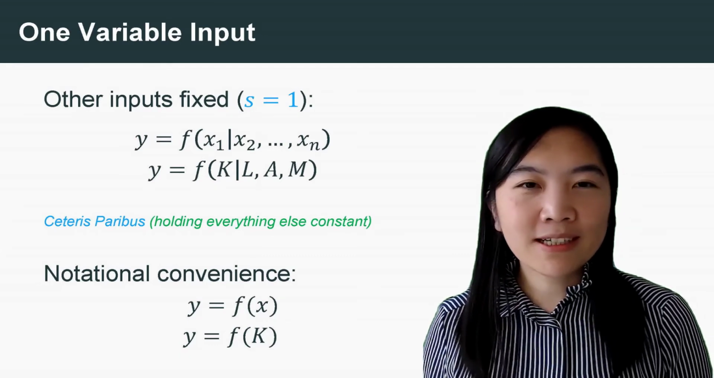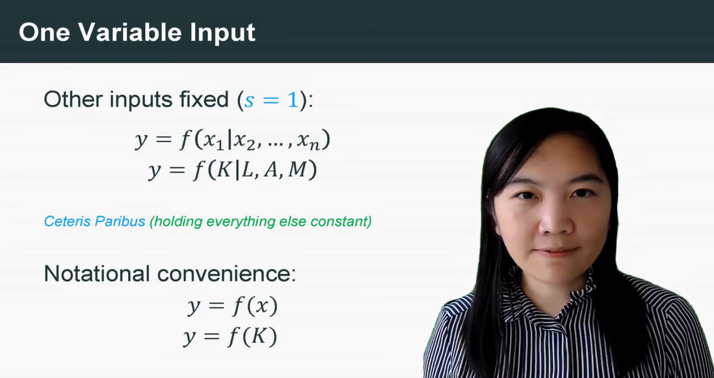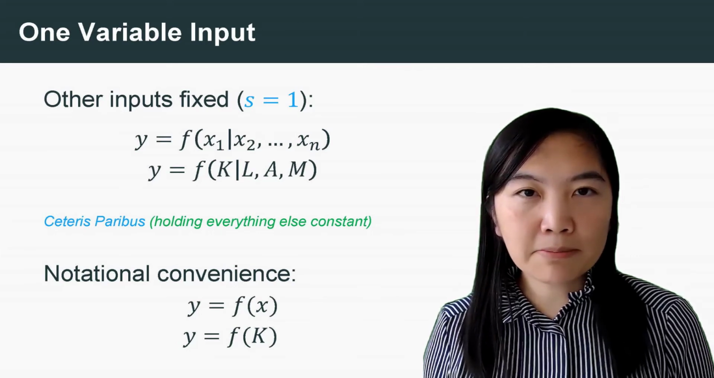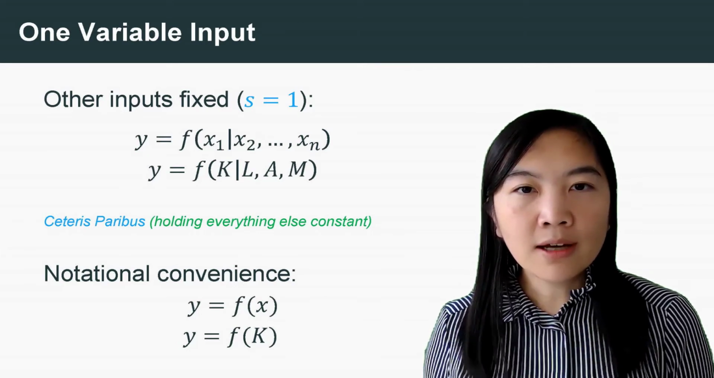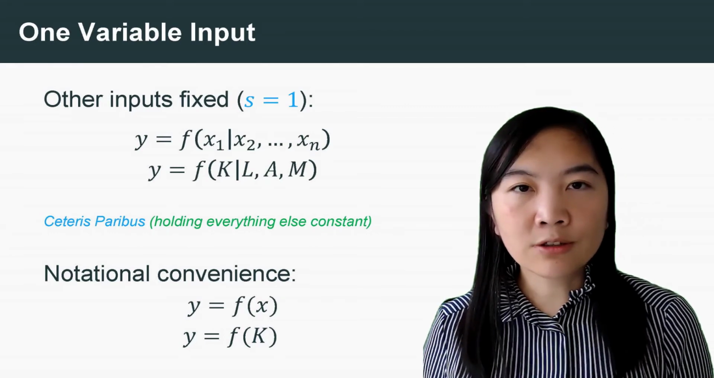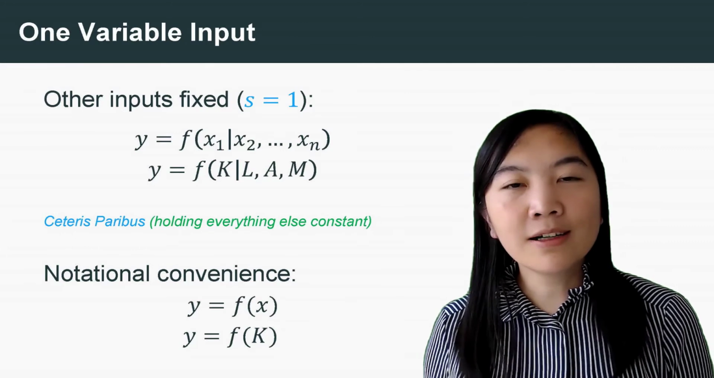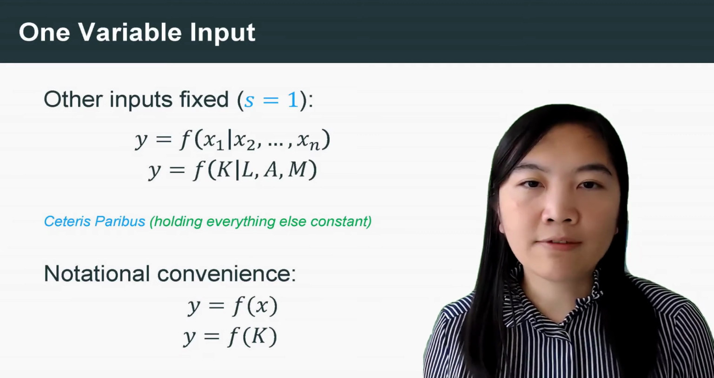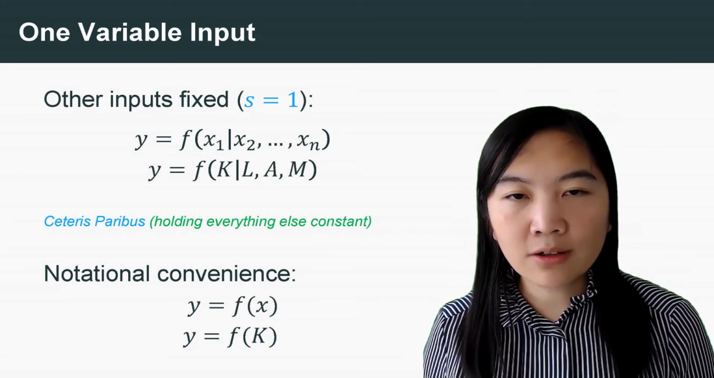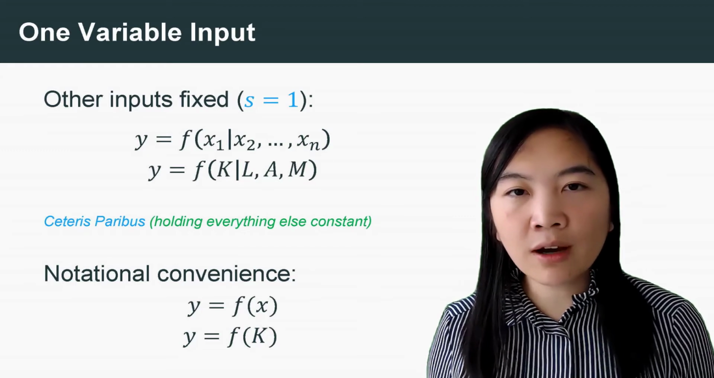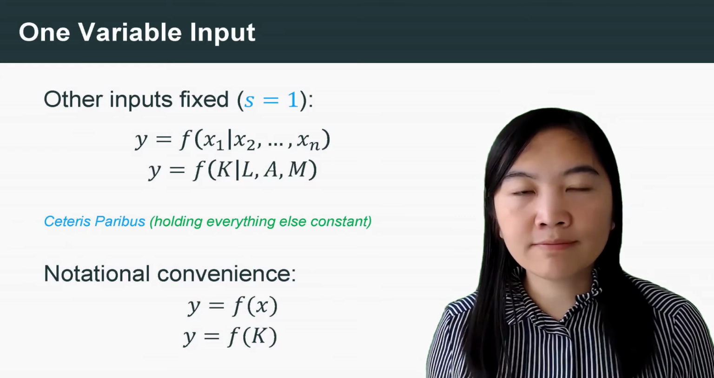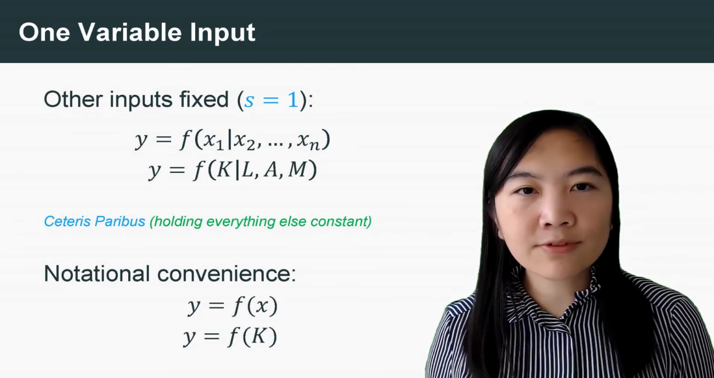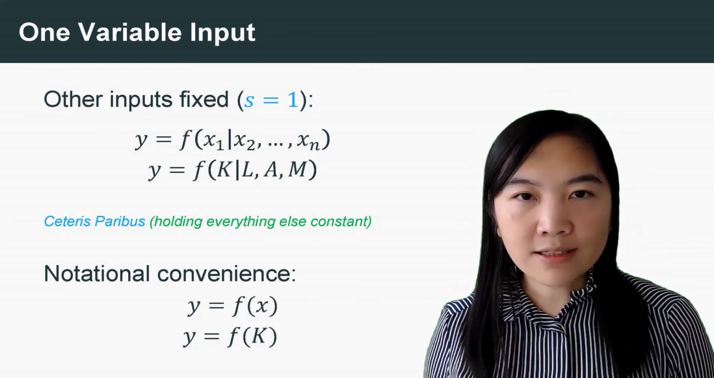And for the sake of notational convenience, from now on, I will just skip the part after conditional. For example, for the first function, y equals f of x1 conditional on x2 and so on, I'm just going to write it as y equals f of x1. So you know that this is a short run production function and x1 is variable, and it's just for notational convenience. There's no other reason.